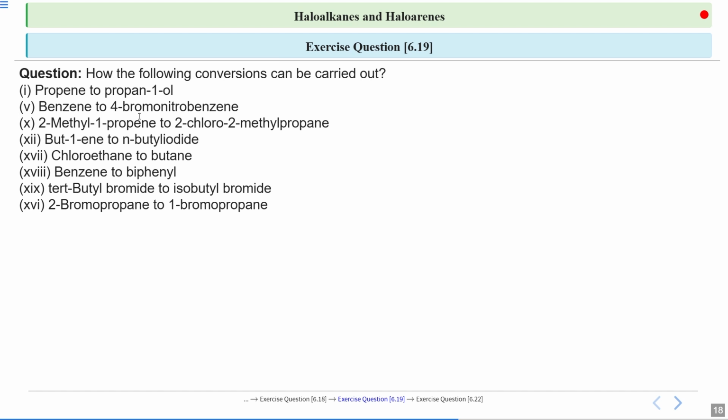Then fifth, benzene to 4-bromo-nitrobenzene. 10th, 2-methyl-1-propene to 2-chloro-2-methylpropane. 12th is but-1-ene to n-butyl iodide. 17th is chloroethane to butane. 18th, benzene to biphenyl. 19th, tertiary butyl bromide to isobutyl bromide. And 16, 2-bromopropane to 1-bromopropane. So you have been given some time, try to analyze this question, and then we will see the correct process for each of the parts.